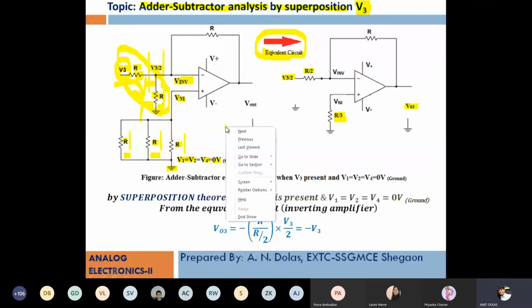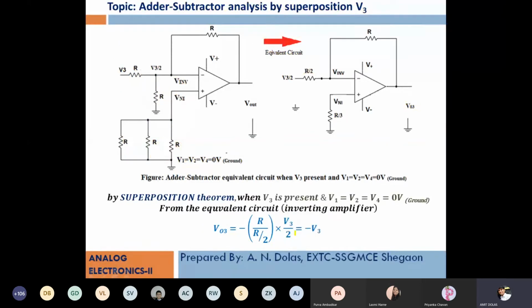I'll repeat it. I will remove the previous ink that I used with the highlighter. This is the V3 by 2, which is the voltage across this resistance R. How is it obtained? It is obtained using the voltage divider law. R is in the numerator, and the total resistance is in the denominator, that is R plus R, so twice R. So R upon twice R is nothing but 1 by 2 multiplied by V3. So V3 by 2 is present at this point.